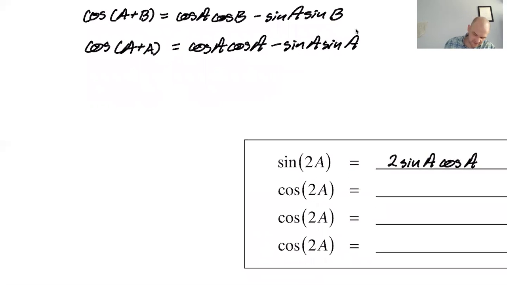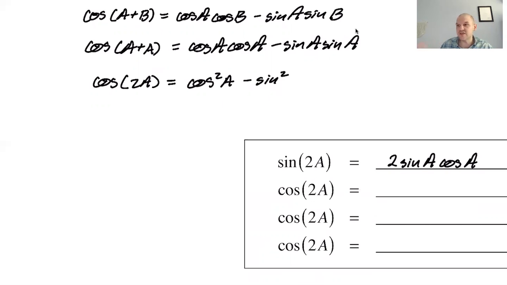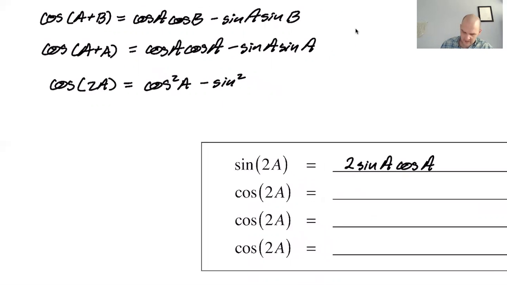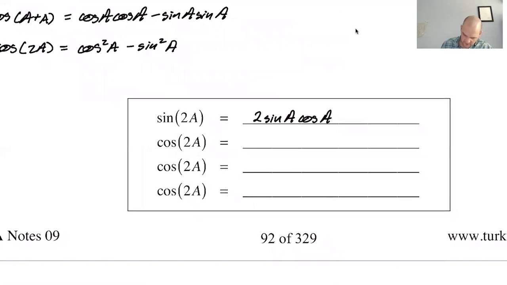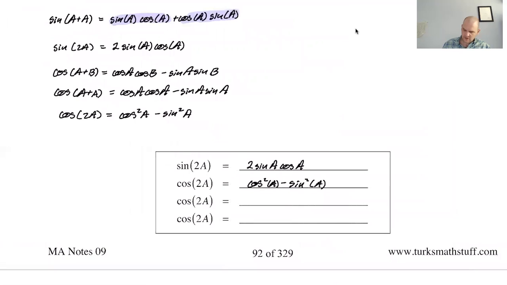So look what happened. This one's dangerous though, because it looks an awful lot like the Pythagorean identity. That minus sign makes all the difference. If this was cosine squared plus sine squared, it would equal 1, but why would the cosine of 2a always equal 1? I can't imagine a scenario. So this is one of our formulas: cosine squared minus sine squared.